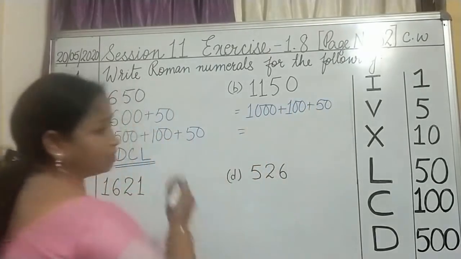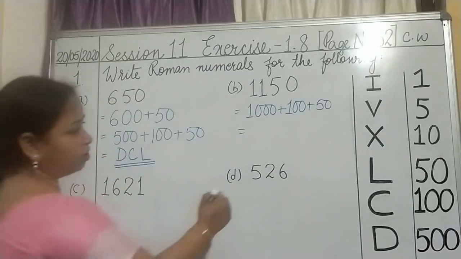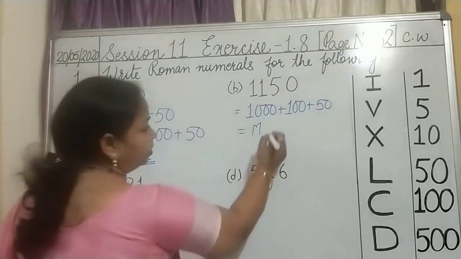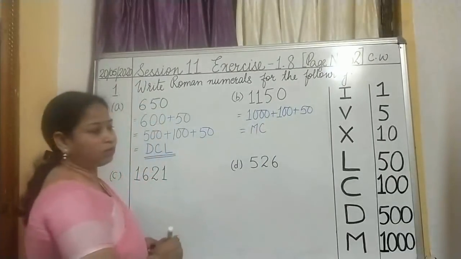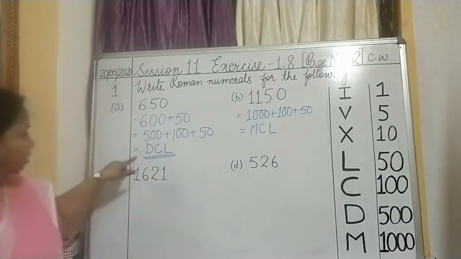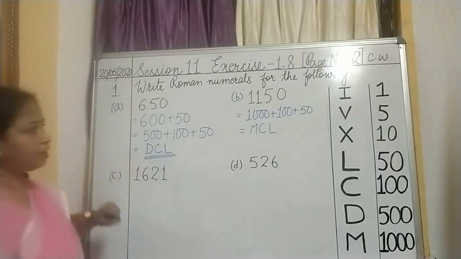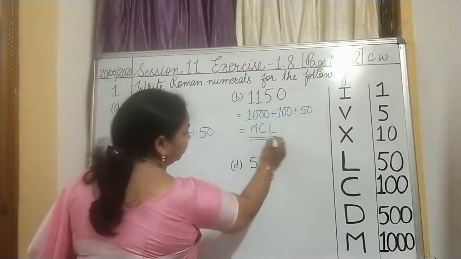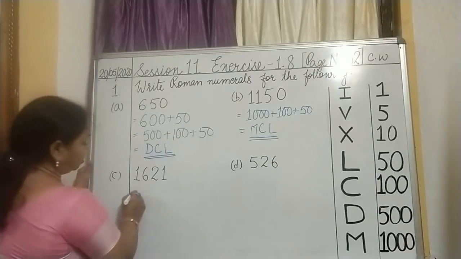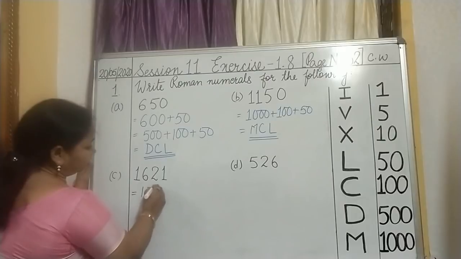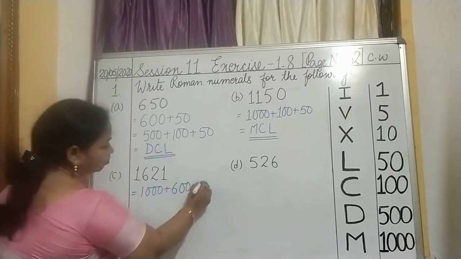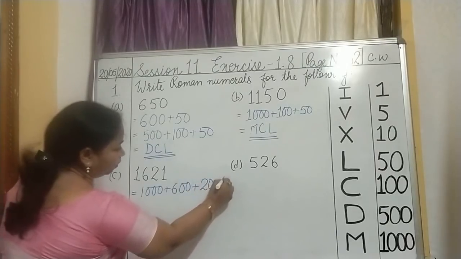Yes, I know it. This one is very easy. 1000 stands for M, or M stands for 1000. 100, the value of 100 is C over there. And what is the value of 50? The value of 50 is L. So the answer for A is DCL and answer for B is MCL. Okay, want to do this? Let us do it. This will be 1000, this will be 600, this will be 20 and 1.